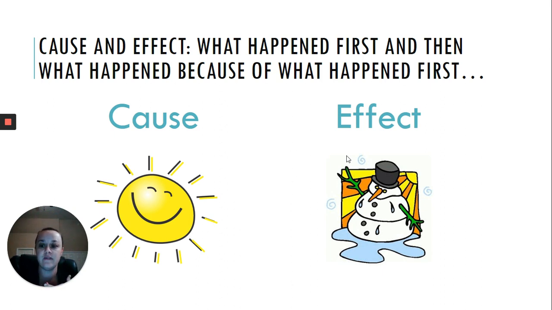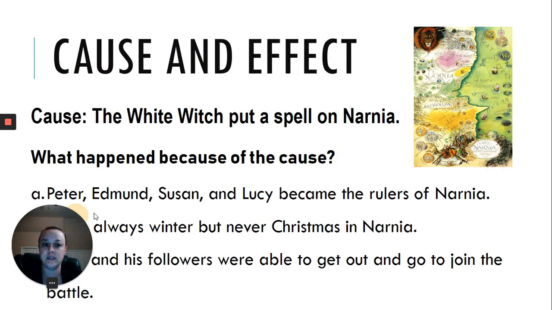Okay, so here I have an example of the sun shining bright, and I have a snowman melting. The cause is the sun shining bright. Because of it, the snowman melted. That was the effect that happened after the cause. All right, so here I have some sentences.